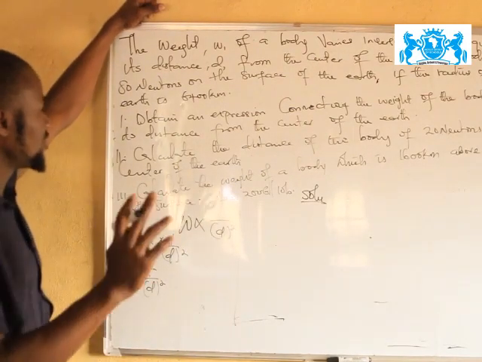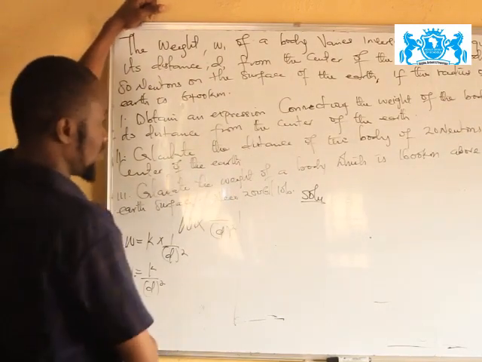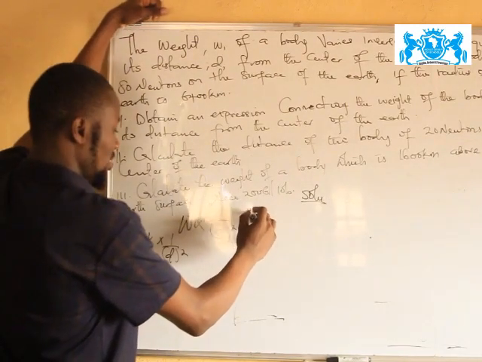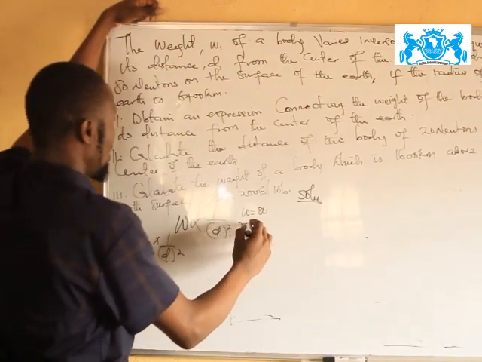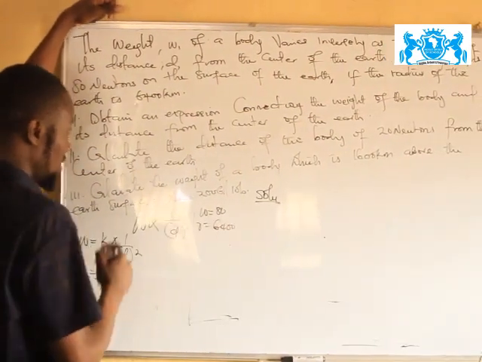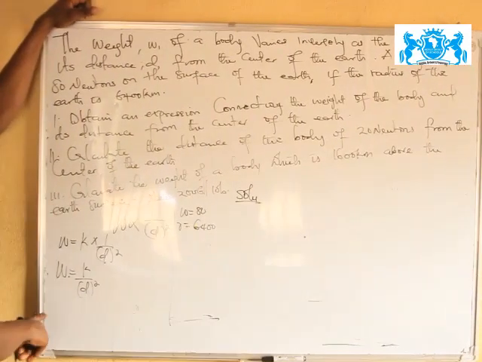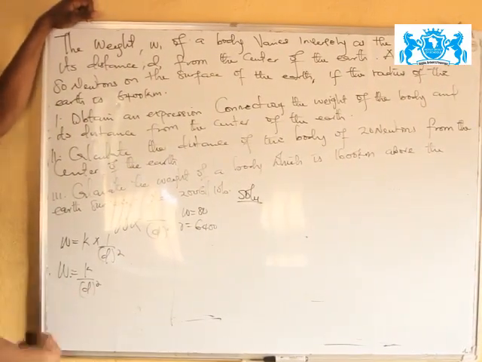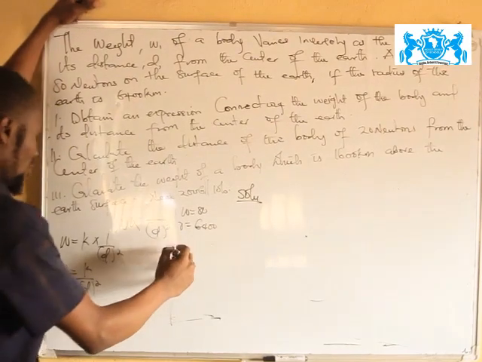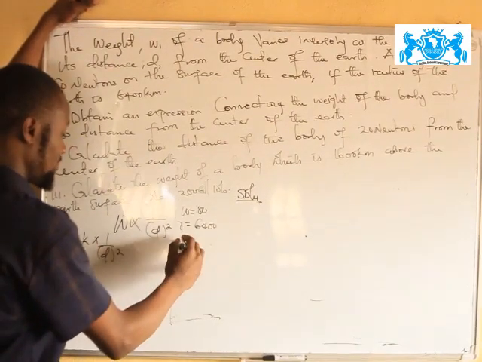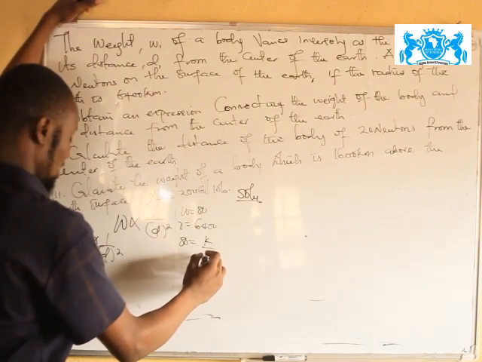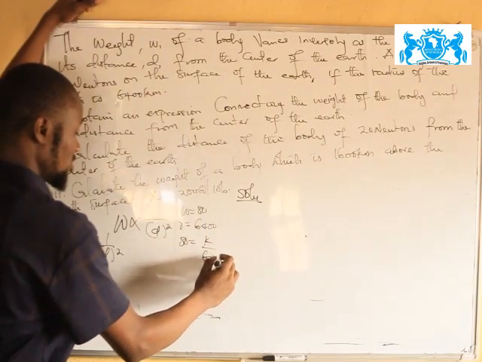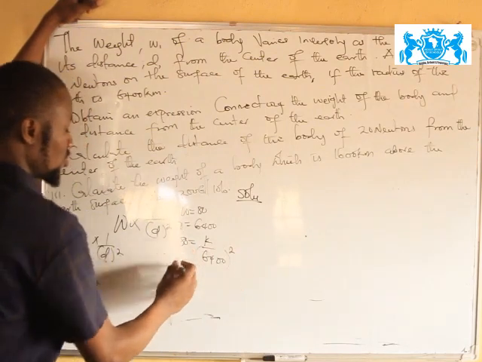Now, the body weighs 80 Newton. That is, the weight is 80, and the radius is 6,400. First of all, you need these parameters to get your K, the constant of the variation. You have W, which is 80, equal to K over 6400 raised to the power 2 over 1.